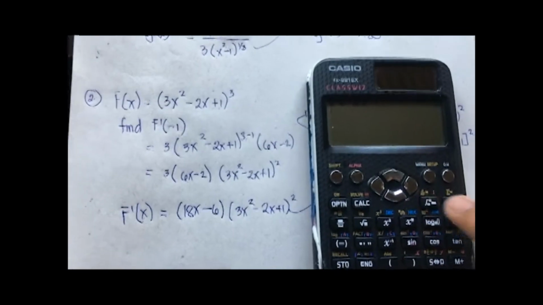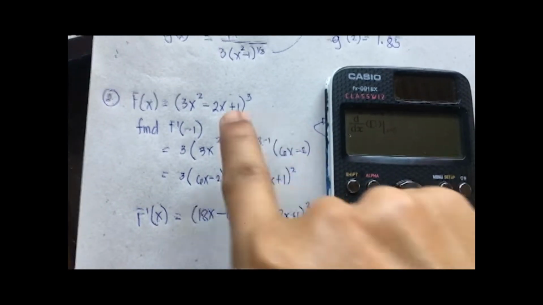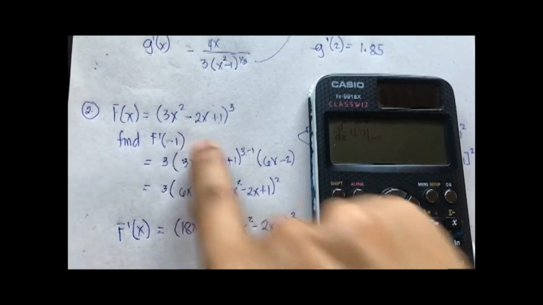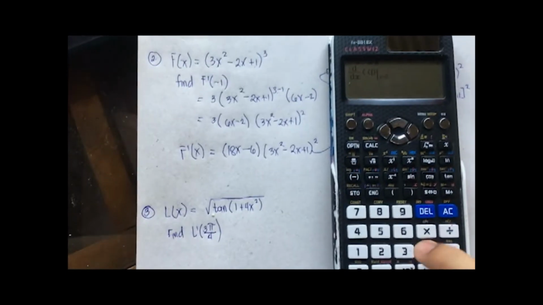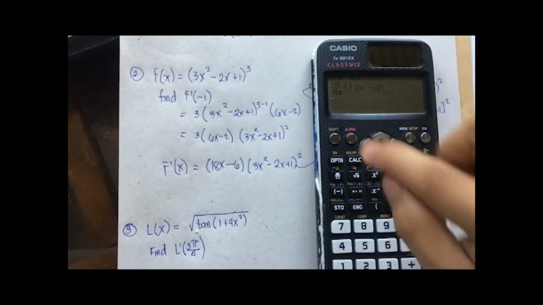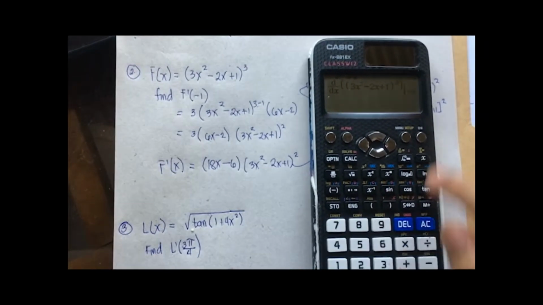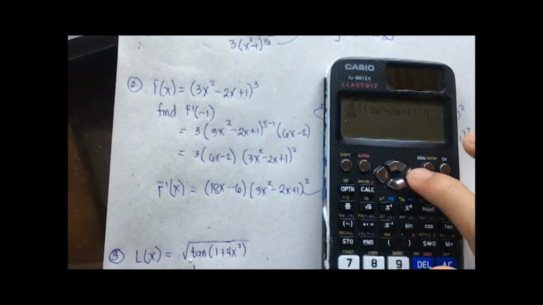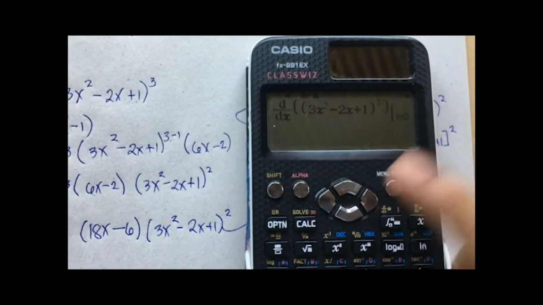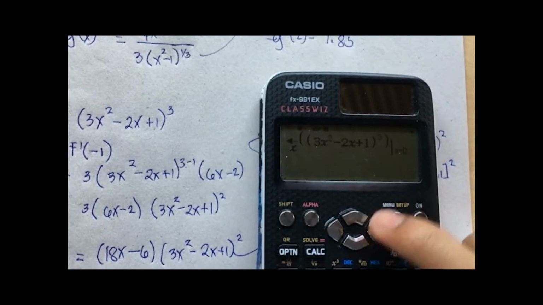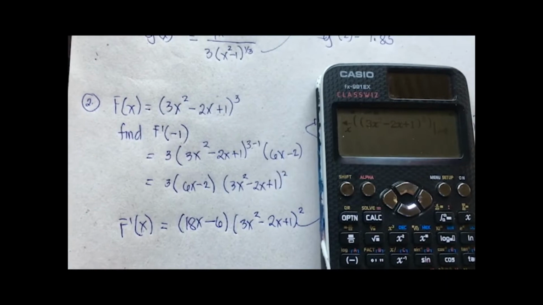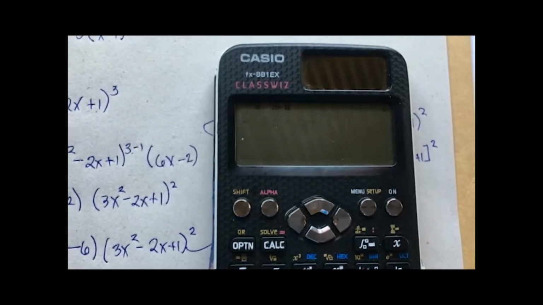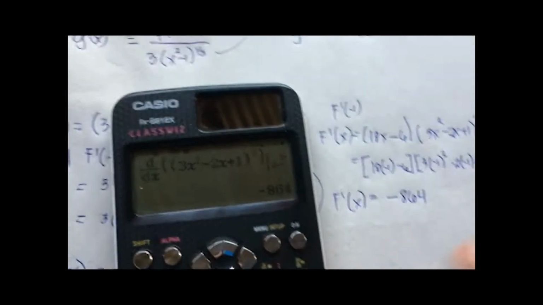So, press shift, then this. The d over dx appeared. Then, you're going to insert the given function here. So, you have now 3x squared minus 2x plus 1 raised to 3. Okay? Then, just move to the right. Then, what is the given value of our x? Negative 1. So, press negative 1. So, let's find the answer. Oh, see? It's the same. Okay?